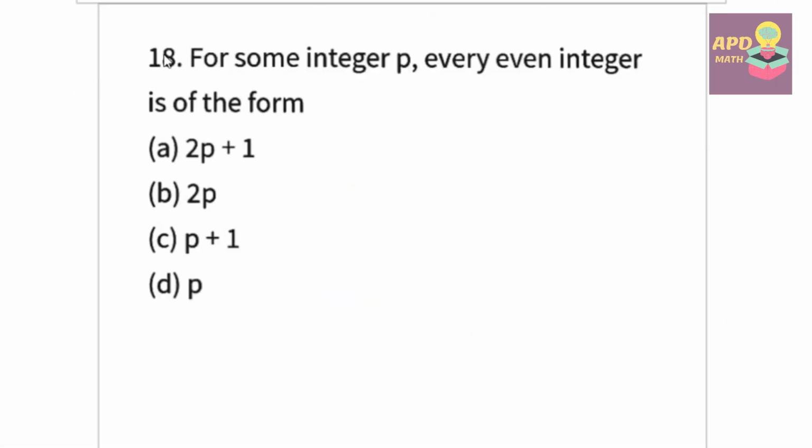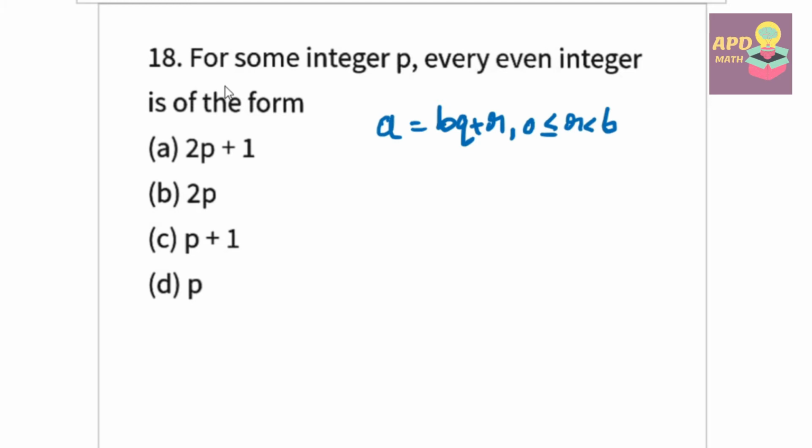Now the next question is the 18th question. For some integer p, every even integer is of the form. The options are 2p plus 1, 2p, p plus 1 and p. Now here also we can use Euclid's division lemma. Euclid's division lemma says that for every integer a and b, there exist unique integers q and r such that a is equal to bq plus r, where 0 is less than or equal to r less than b. This is Euclid's division lemma.